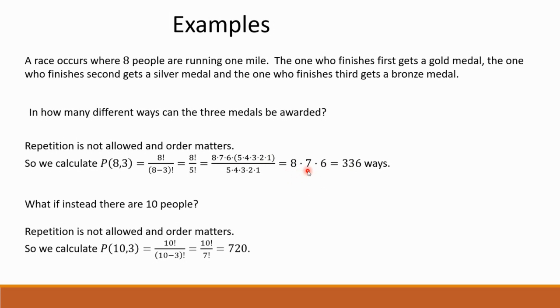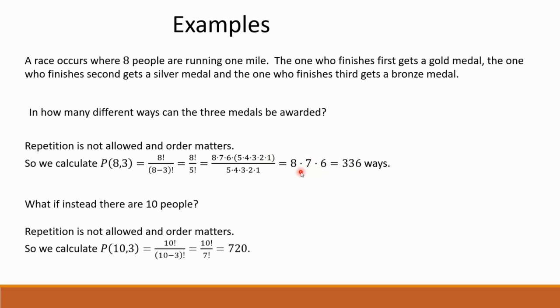Even looking at this calculation, it should make sense. Giving away the first gold medal, there are 8 people who could finish first, 8 possible people in that race. So that's 8. Someone finishes first, but then you have 7 people remaining that could finish second. So you have 7 possibilities here. And then once the first 2 people finish, you have 6 people remaining. And we multiply because of the basic counting rule. That's what we do.